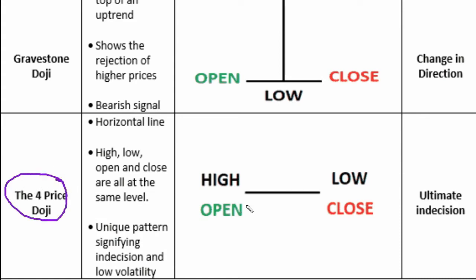and as you can see it has a flat line where open, high, close and low are all same. It shows ultimate indecision because there is no trading going on at all in this candle. It is very unique and it signifies indecision and low volatility, because if you are not even trading then you also don't have a volume and the price becomes flat.